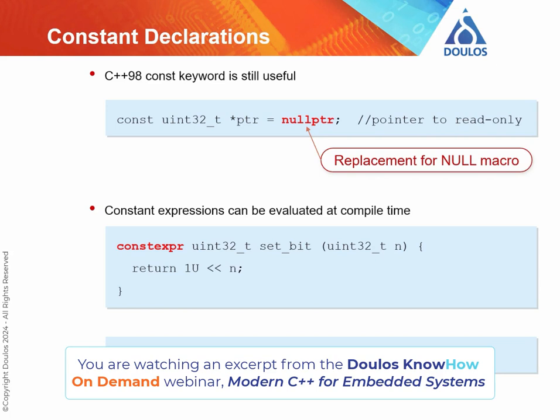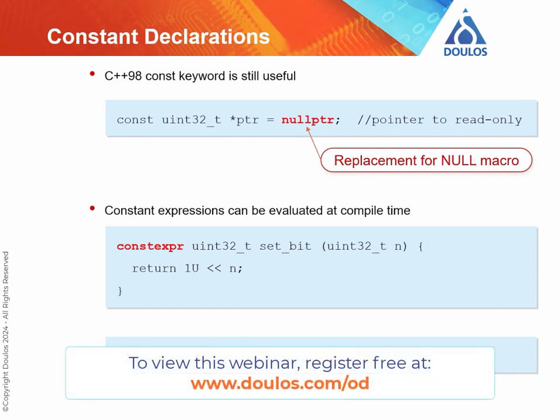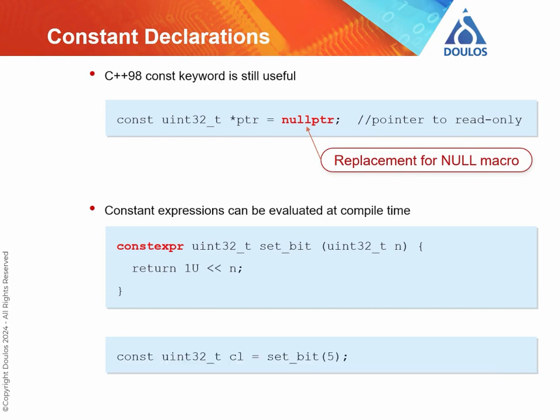So here we're declaring a variable and initializing it by calling setBit. The compiler will work out the value that setBit(5) returns and use that as the initialization. So no function actually gets coded up and called in that case. So constexpr allows us to declare constants which are constant at compile time.